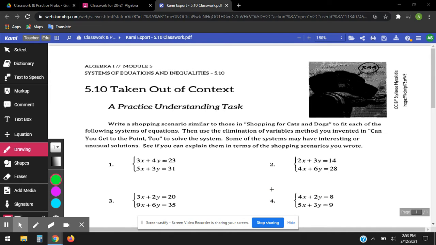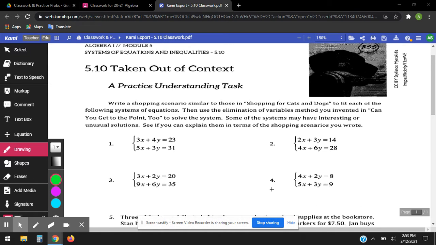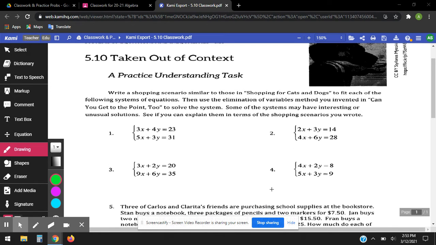Hi, this is Algebra 1, Module 5, Lesson 10, taken out of context. So, just practicing our systems of equations and how to solve them.